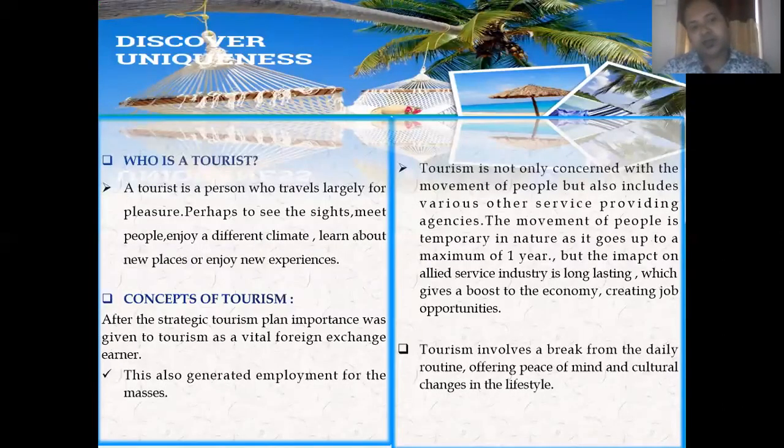Who is a tourist? A tourist is a person who travels largely for pleasure, perhaps to see the sights, meet people, enjoy a different climate, learn about new places, or enjoy new experiences. All these things are included with the tourist or tourism activities. The concept of tourism depends on many factors like economic, social, and socioeconomic factors. But the main concept depends on income, activities, and places. Tourism involves a break from the daily routine, offering peace of mind and cultural changes in lifestyle.